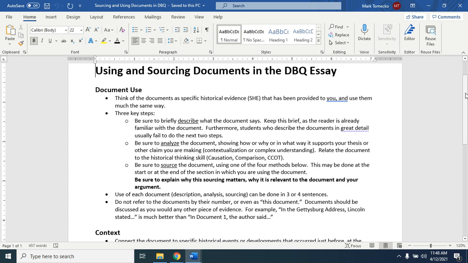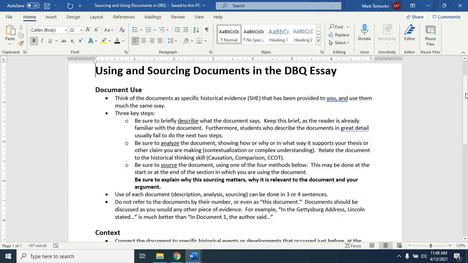And then finally, and these don't necessarily have to go in this order, describe, analyze, and then source the document. They could go in almost any order. It all depends on your writing style and how you want to do it.